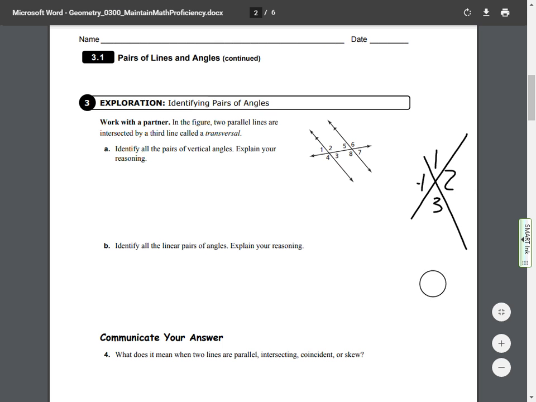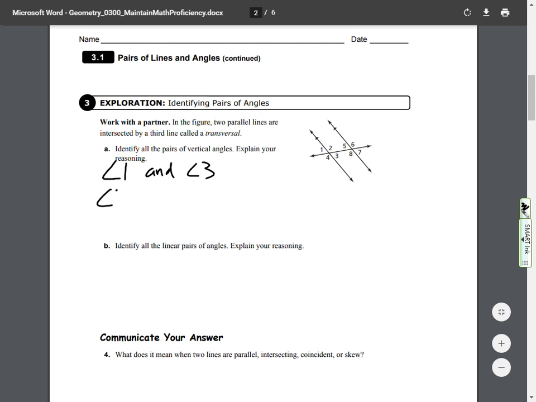So let's go to the image that they give us. What are vertical angles? Well, let's start with angle 1. Angle 1, and what's across the x? Angle 3. Okay, those two are vertical angles. How about angle 2? What's a vertical angle with angle 2? Angle 4. Moving over, angle 5, and angle 7, angle 6, and angle 8. Okay, that should be somewhat of a review from chapter 1. So those are my vertical angles.